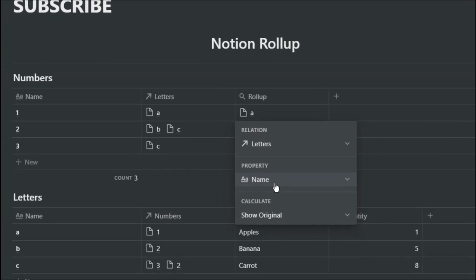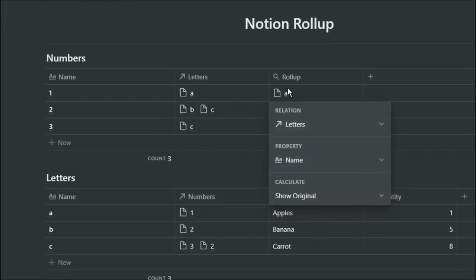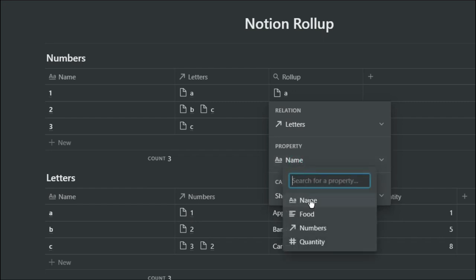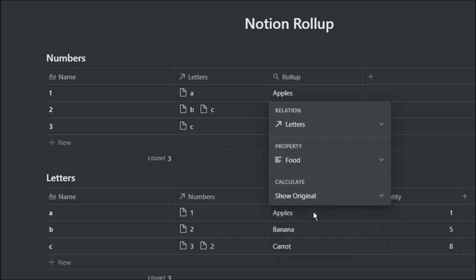And once you've made that relation with the database, you can then choose what property you want to roll up. So what the rollup is doing is it's looking at the relation between the numbers and the letters database. The property it's looking up is in the letters database, so it's looking at the name in the letters database, which is 1. You can then look up any other property in that database, so we have the food, we have the numbers relation, and then we have the quantity.